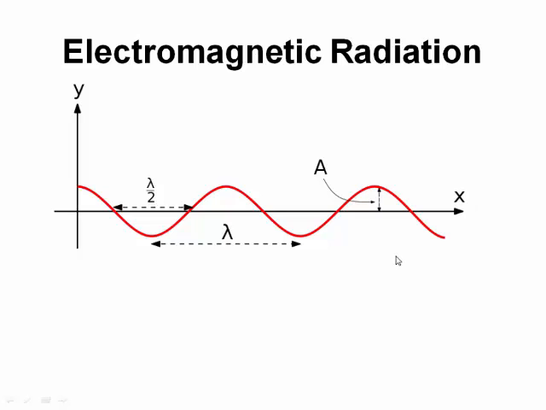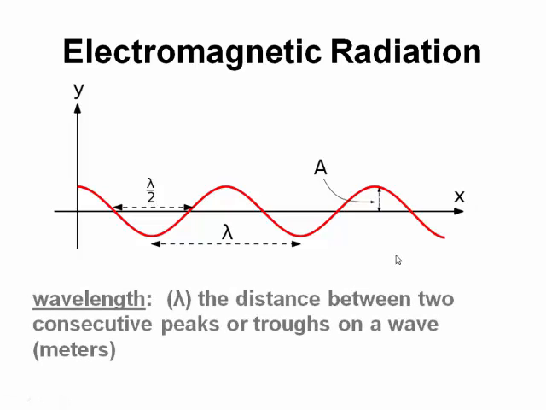So looking at electromagnetic radiation, the first thing we want to look at is the wavelength. And it's indicated here by the little symbol lambda. And so wavelength is the distance between two peaks, also called crests, or two troughs. So you can see here labeled on our wave, here is a trough, the lowest point of the wave, and here's another trough. And so it's the distance between those two.